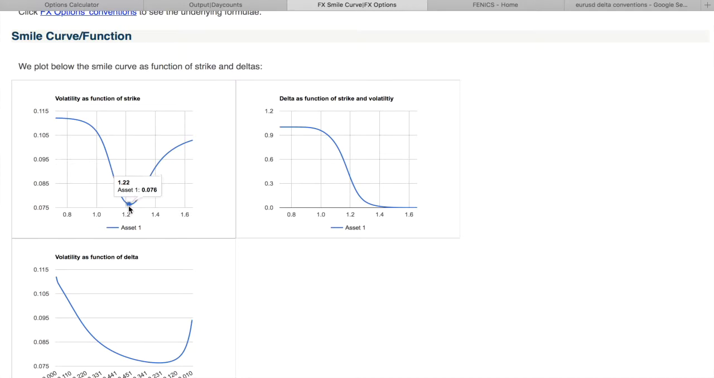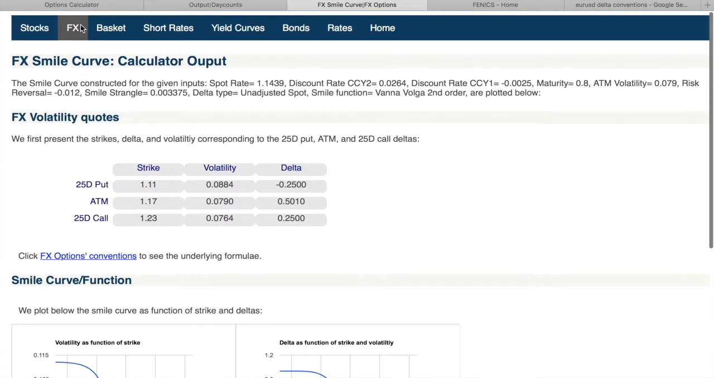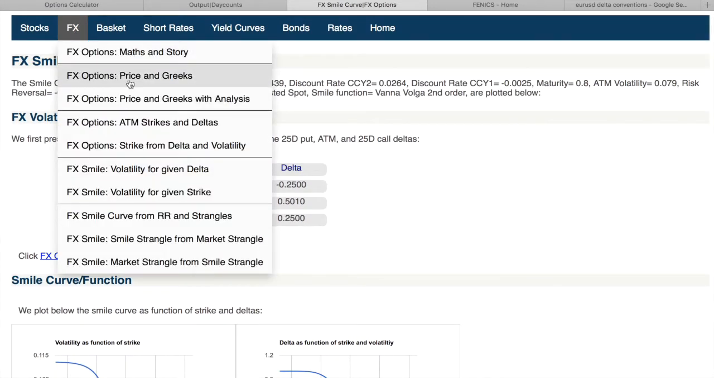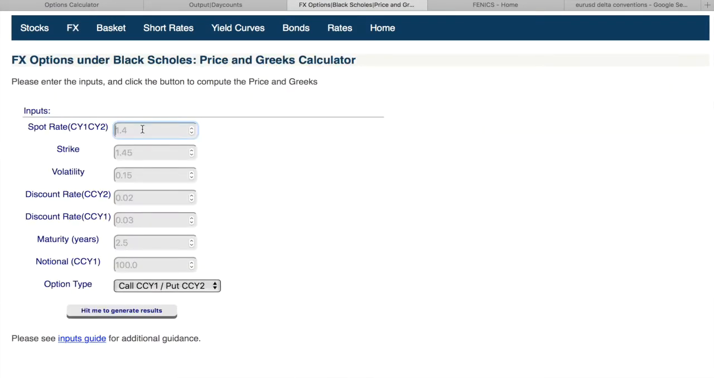Assume we have been asked to price a call option with a strike of 1.21. We can read the volatility from here. It is 7.7%. We can now go to the FX options price tool and enter all the inputs and this volatility to get the price. Let's enter the inputs into the FX options tool quickly.